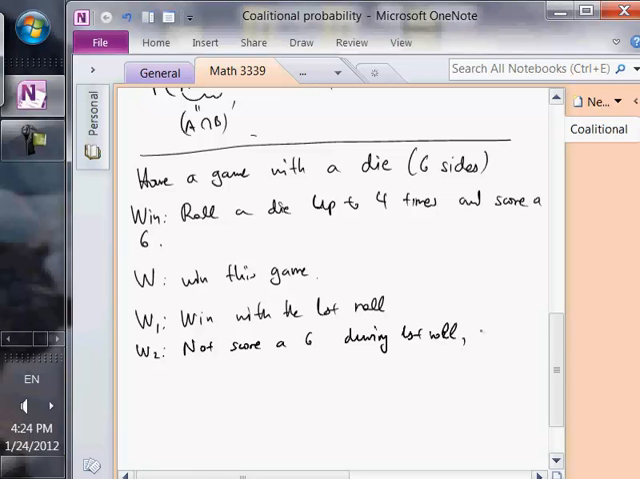First roll, score with the second. Win, roll 6 in the second roll. We'll see. What do you think should be W3?